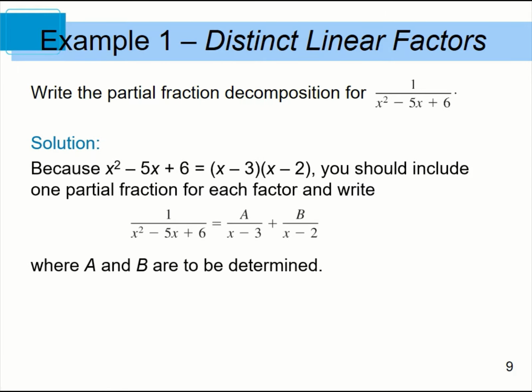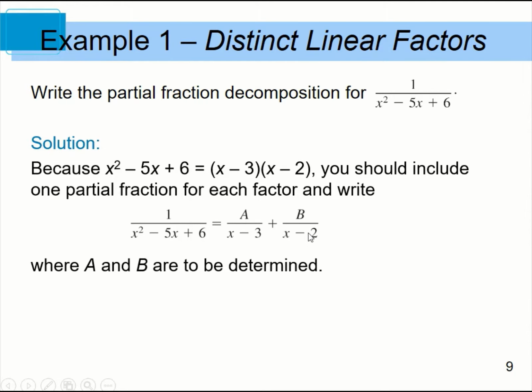First, we know that the denominator x squared minus 5x plus 6 can be factorized into x minus 3 and x minus 2. Then we write the partial fraction: 1 over x squared minus 5x plus 6 equals A over x minus 3 plus B over x minus 2. A and B are unknowns at the moment, and we are going to find them.